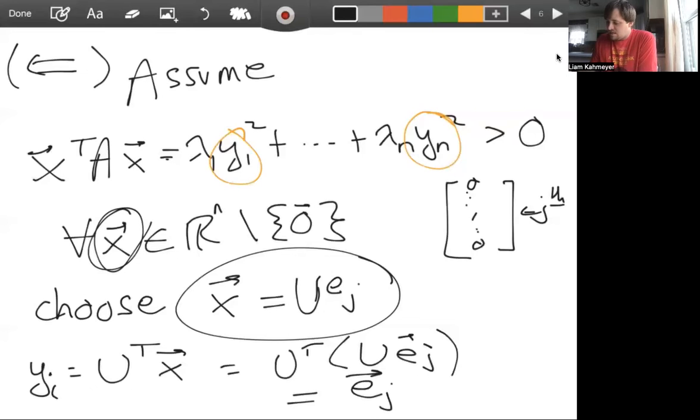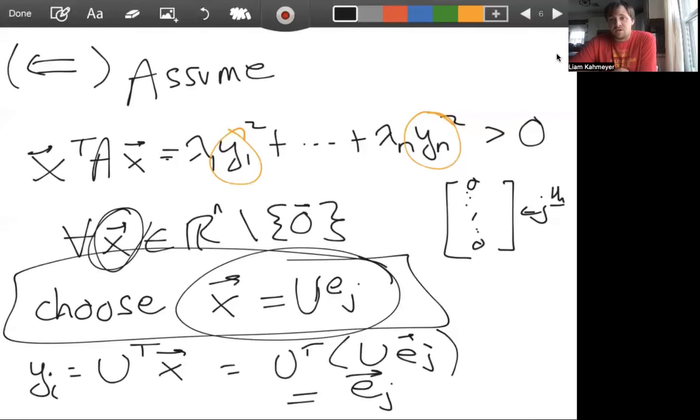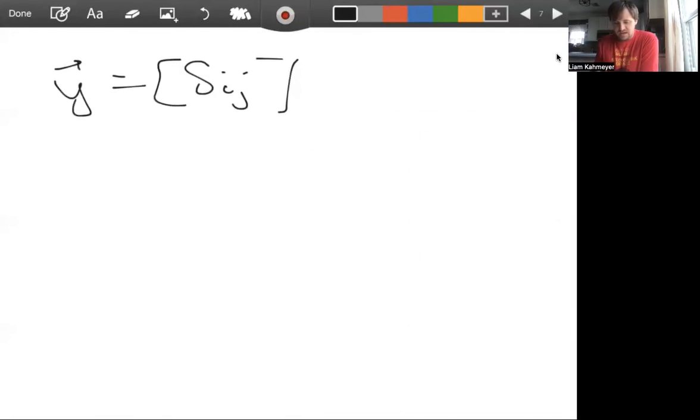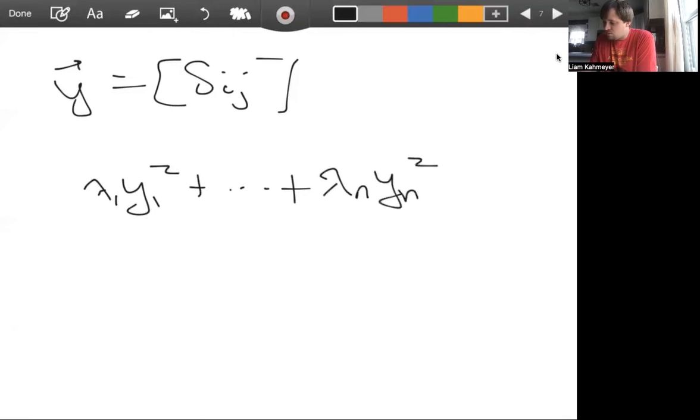Because you're choosing the definition of X based on your index, you'll have to choose that for each index. So basically what we get is that for a given sum, you would have lambda 1 y1 squared plus blah, blah, blah, plus lambda n yn squared. Well, the way we've defined these components, this is just equal to lambda j, because when i is equal to j, you'll get 1. Everywhere else, you'll get 0. And so the only term that survives is this lambda j.